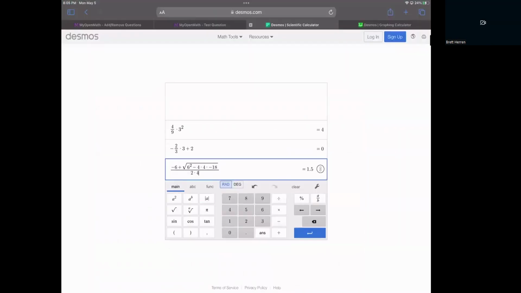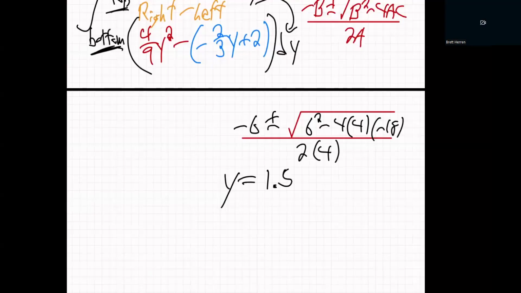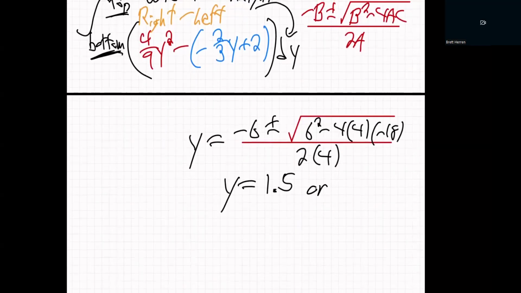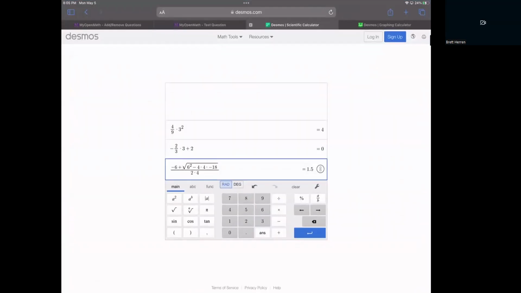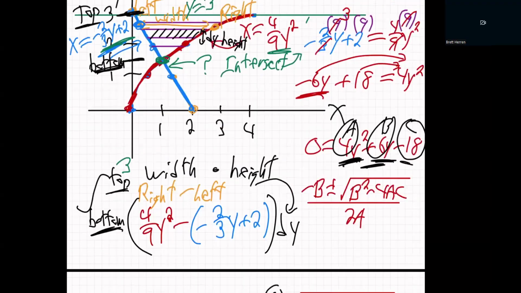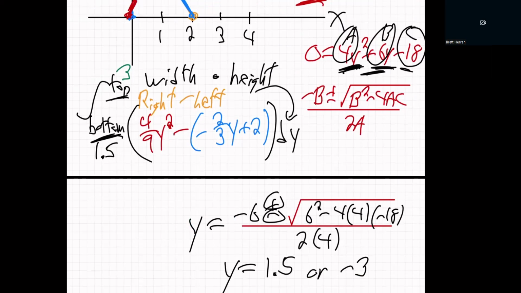So 1.5. There's one answer, 1.5. This is y equals. How do you know? Because we're solving y here. It's a y equation. This is a y. 1.5, and the plus opposite, let's do the minus. Probably get something crazy. Let's see, try the minus. Negative 3. So that's the two places they intersect. So this point clearly isn't negative. It must be 1.5. The bottom must be y is 1.5, so the bottom is 1.5.